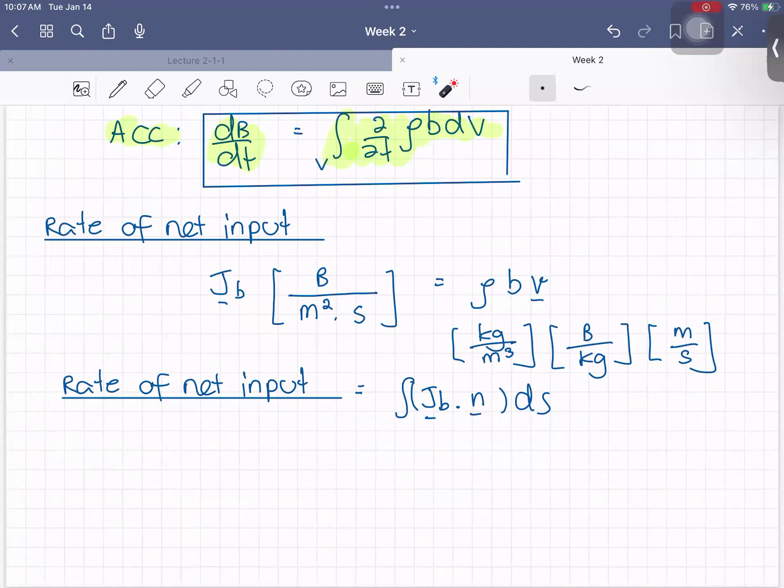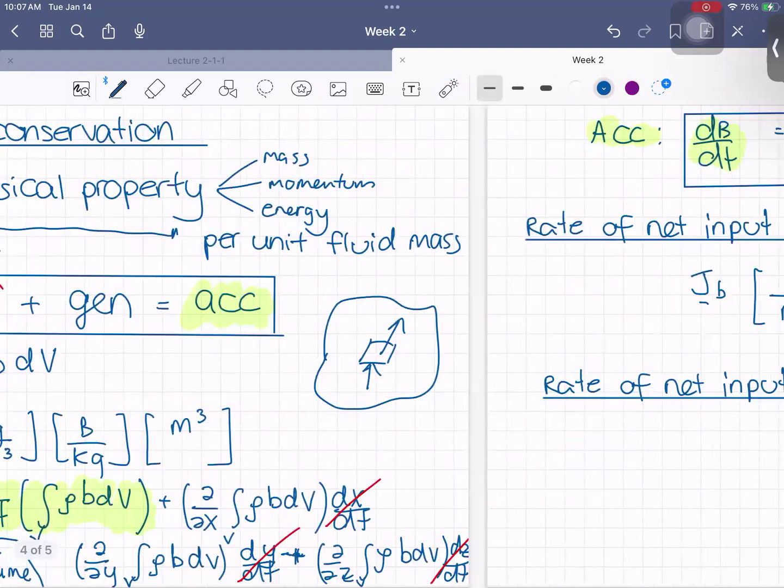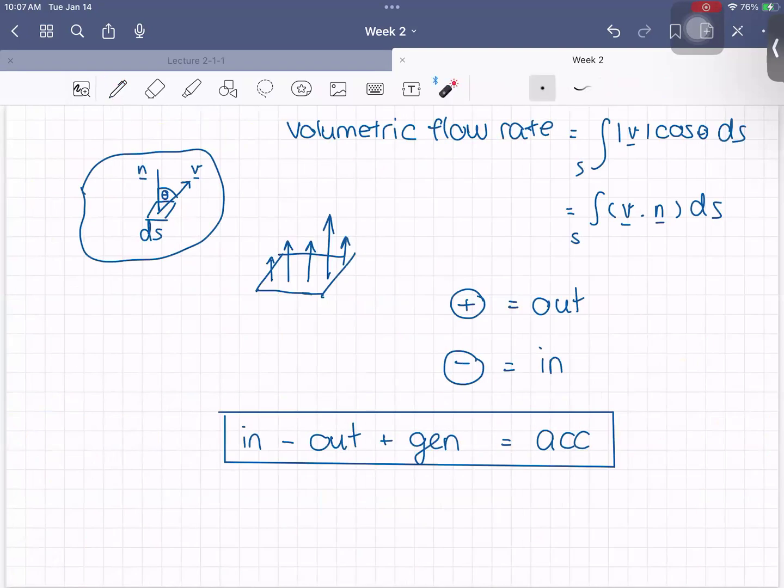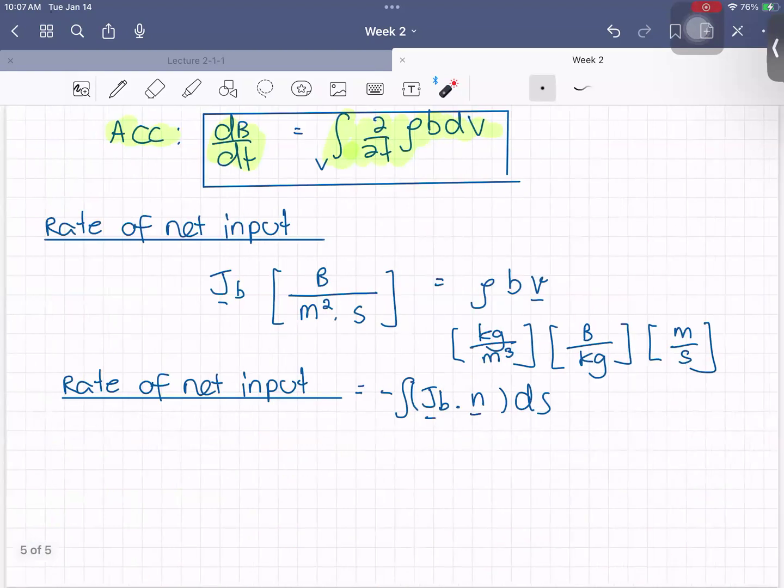And since we define it as a net input, it means that the flux is going in. So we have to put the negative sign in front of this term too, because we already defined at the beginning that whatever is coming in is going to be negative and whatever is coming out is going to be positive. Right now we define it as a net input, so we have to add this negative sign too.